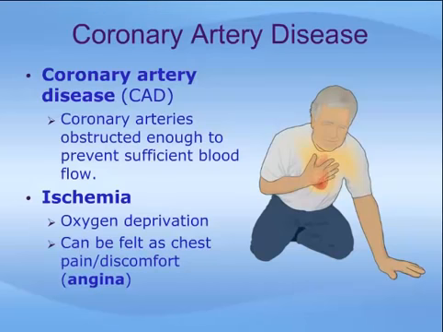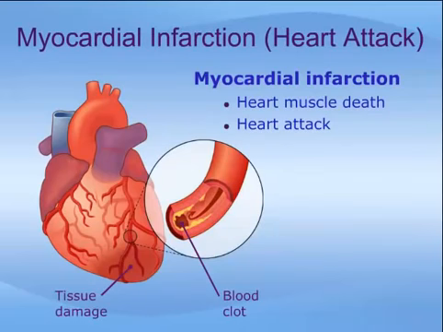This oxygen deprivation is called ischemia, which can often be felt as chest pain or discomfort, a symptom called angina. Over time, deprived of enough oxygen, areas of the heart muscle can actually die. Death of heart tissue is called myocardial infarction, literally heart muscle death, which is commonly known as heart attack.